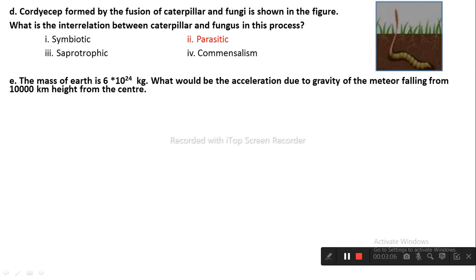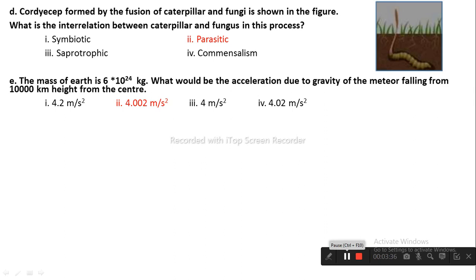Next one, the mass of Earth is 6 into 10 to the power 24 kg. What would be the acceleration due to gravity of the meteor falling from 10,000 kilometer height from the center? So the options are 4.2 meter per second square, 4.002 meter per second square, 4 meter per second square, and 4.02 meter per second square, and the right answer is 4.02 meter per second square.